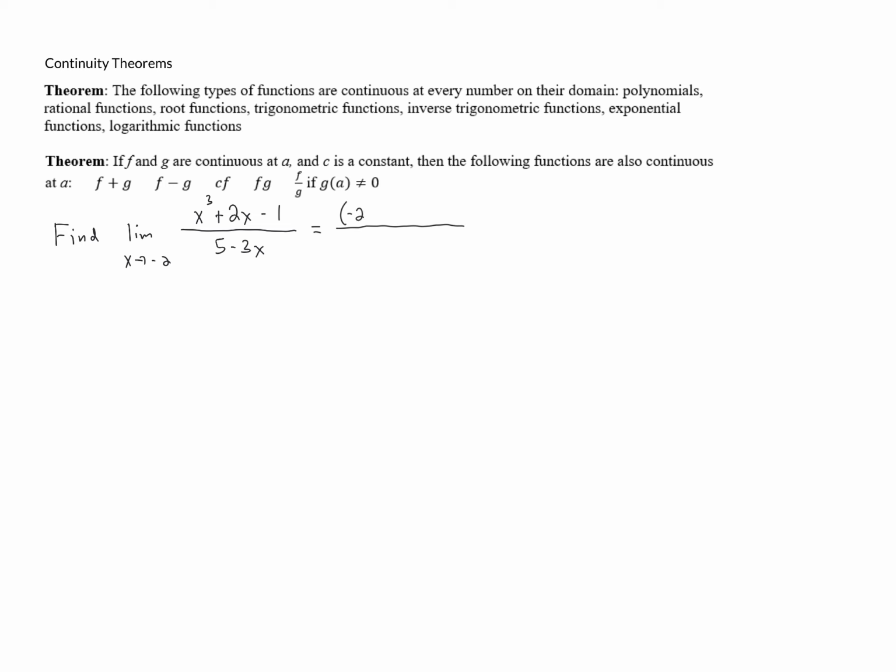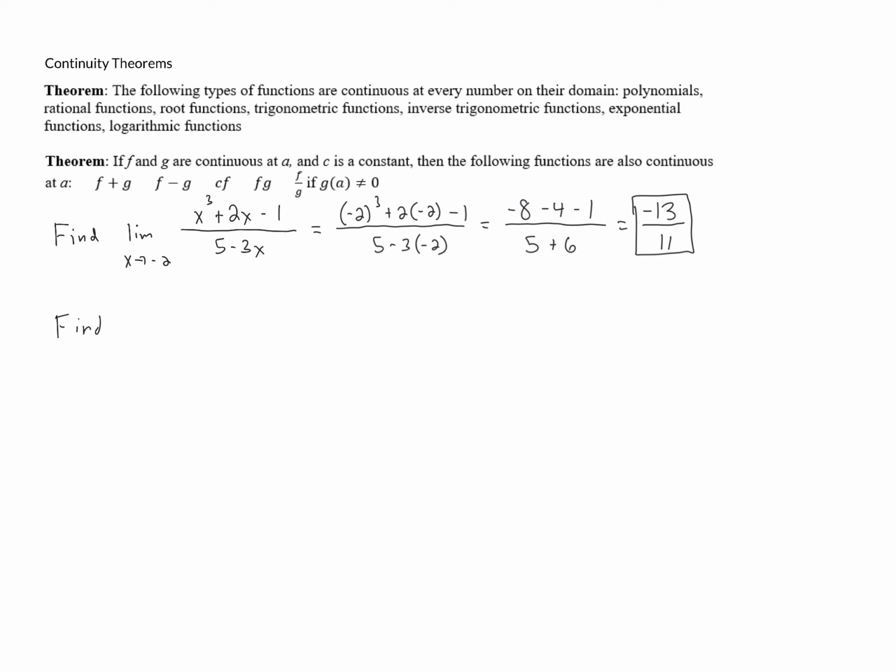So that's going to be -2 cubed plus 2 times -2 minus 1 all over 5 minus 3 times -2. -2 cubed is -8, and then we've got minus 4 minus 1 all over 5, and then -3 times -2 is 6, so that'll be 5 plus 6. And then that numerator, when we add those together, we get -13 all over 11, and so that limit is equal to -13/11.